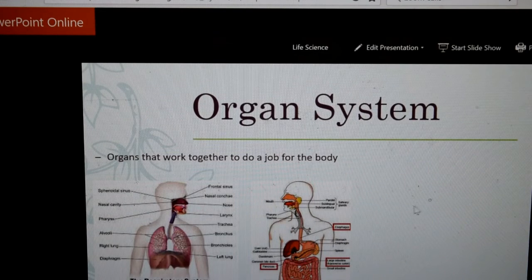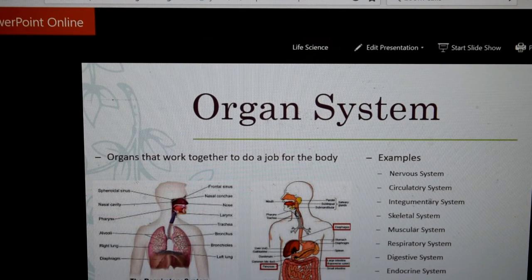And then those go on to the organ system, which is organs that work together to do a job. So your lungs and your liver, your stomach, intestines, those are all parts of organ systems. So the nervous system, the circulatory system, that's all your blood. The skeletal system, of course, is your bones, and you have the muscular system. Respiratory is your lungs. Digestive system is your intestines and all that sort of thing.